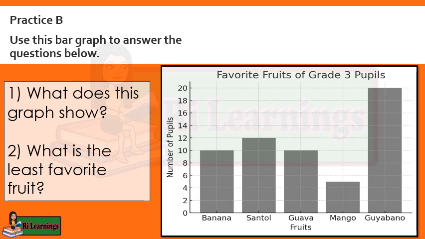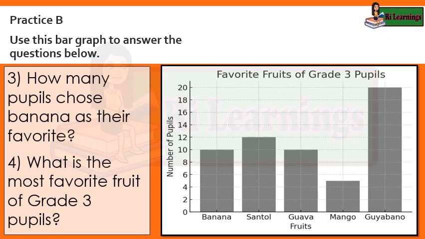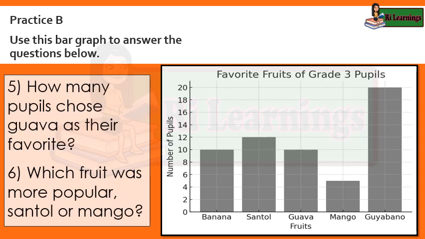Practice B. Use this bar graph to answer the questions below. 1. What does this graph show? 2. What is the least favorite fruit? 3. How many pupils chose banana as their favorite? 4. What is the most favorite fruit of grade 3 pupils? 5. How many pupils chose guava as their favorite? 6. Which fruit was more popular, santol or mango?